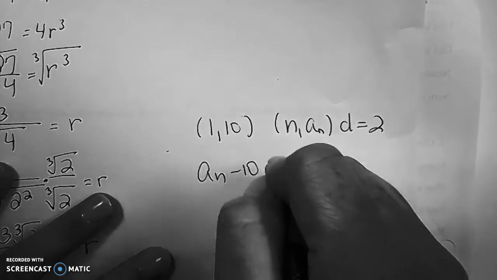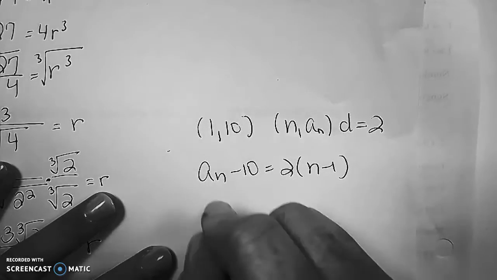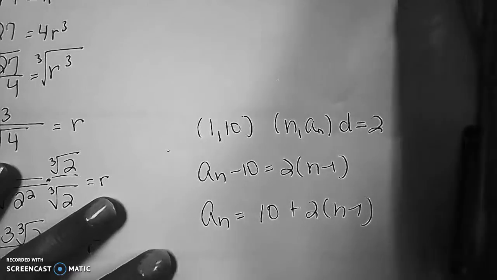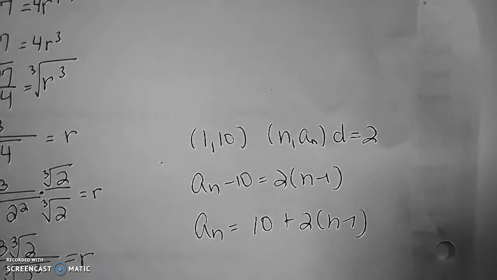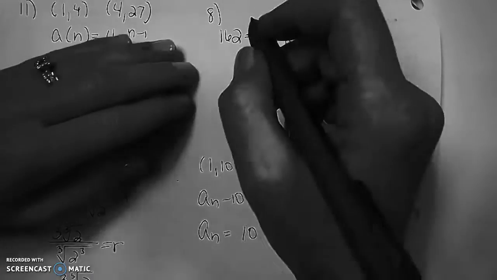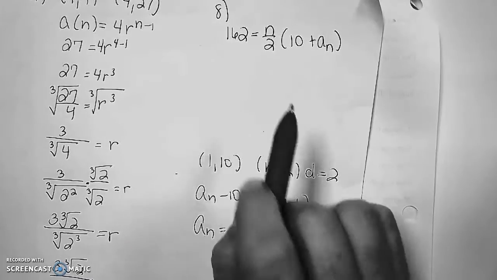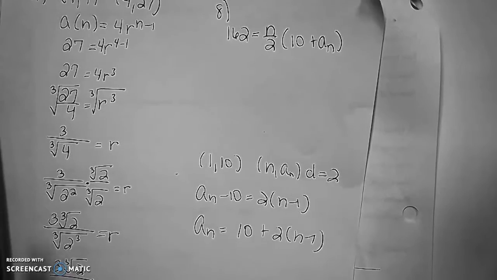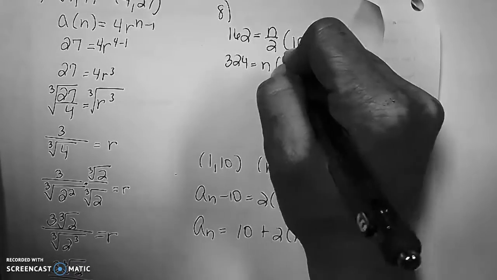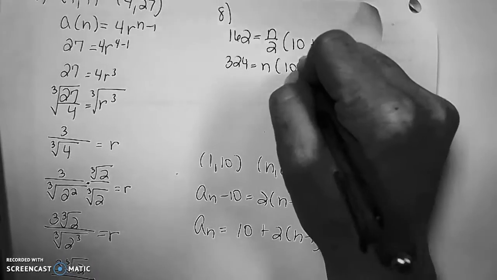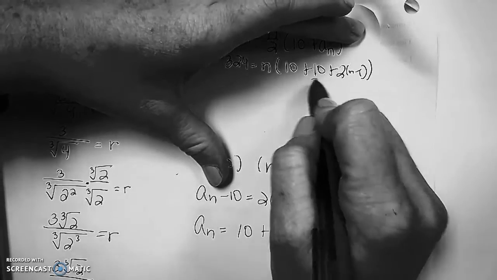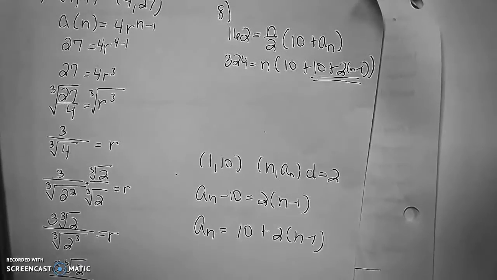So A sub n minus 10 will equal 2 times n minus 1. So A sub n will equal 10 plus 2 times n minus 1. So I'm going to go and plug that in for A sub n. As I look at this, I'm also going to go ahead and multiply by 2 in this step because I really don't want to deal with that fraction. So that's 324 will equal n times 10 plus 10 plus 2 times n minus 1. And again, that's where I substituted in the explicit formula.